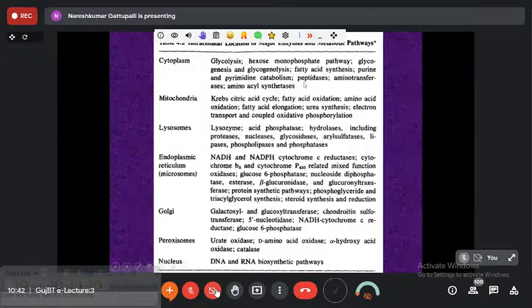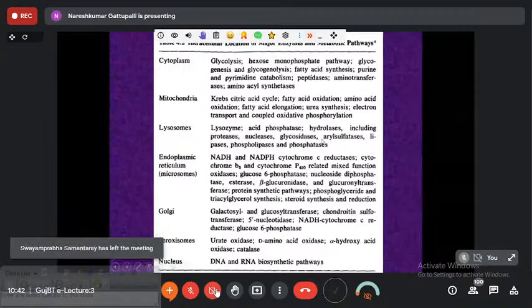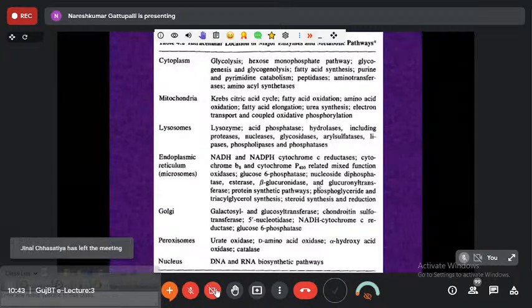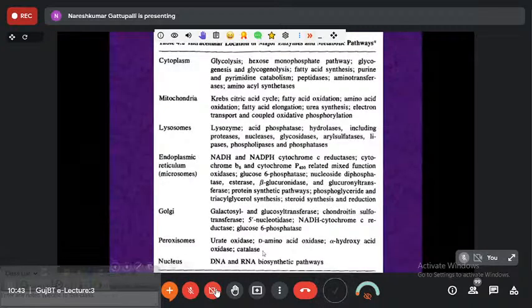You can see the cytoplasm has many of the processes. Mitochondria, we already said, is involved in the generation of energy and many other processes. Lysosome-type organelles are involved in the degradation of macromolecules, carbohydrates, nucleic acids, proteins, and all the things. And the endoplasmic reticulum is responsible for generating biosynthetic proteins, which you need to send outside along with the Golgi, and so on and so forth. Nucleus, of course, is involved in the complete DNA and RNA biosynthetic pathway.